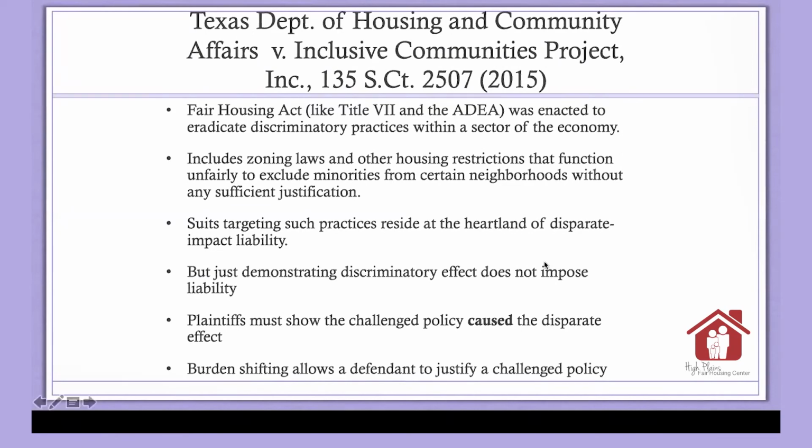Plaintiffs must show that the challenged policy caused the disparate effect. And the burden shifting framework we've talked about allows a defendant to justify its challenged policy. So there was a real focus by the Supreme Court on causation, on that being a very necessary component of establishing liability.